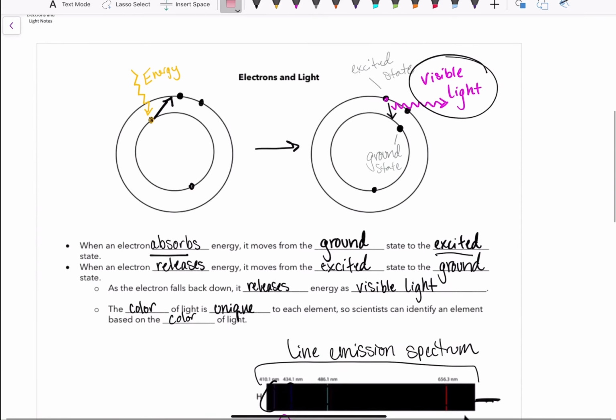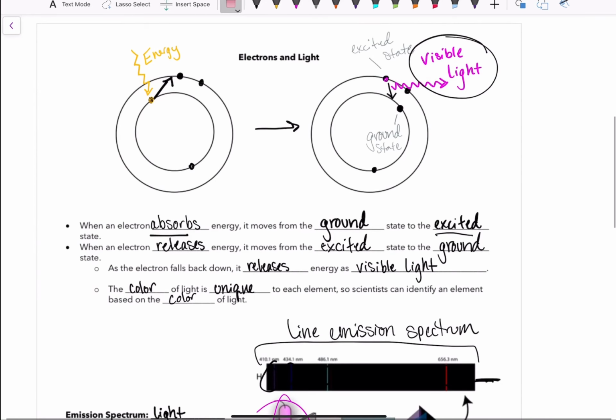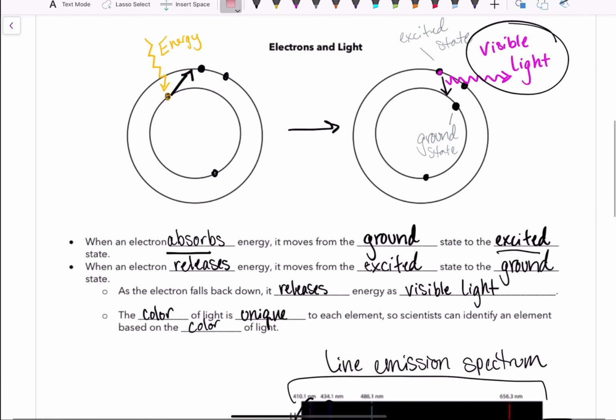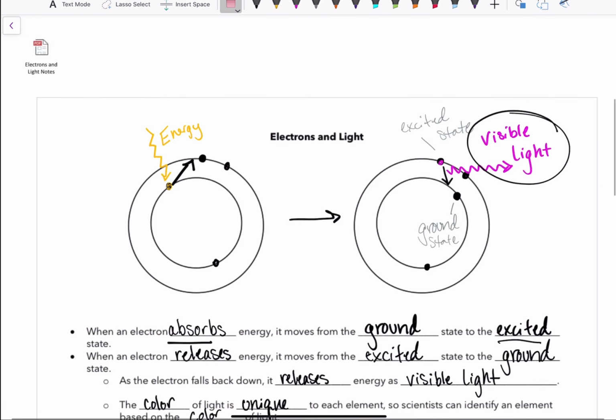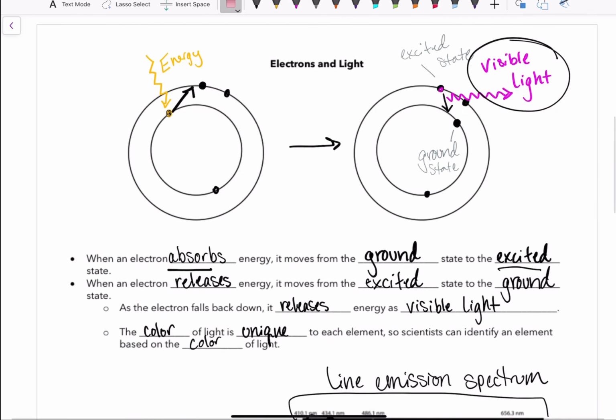All right, so now you guys know what the relationship between electrons and light looks like. We know that as an electron absorbs energy, it goes from the ground state to excited. It doesn't want to stay there. It falls right back down and releases energy as visible light. And we can look at that light and analyze it in terms of its line emission spectrum, which is unique to every single element. That is it for notes about electrons and light.